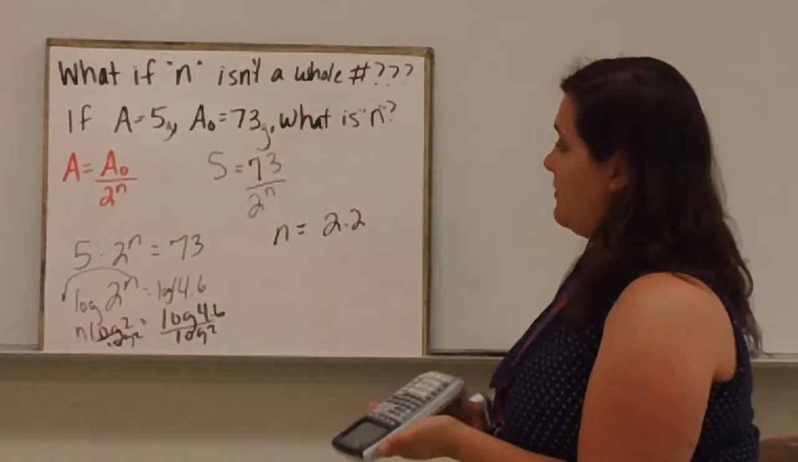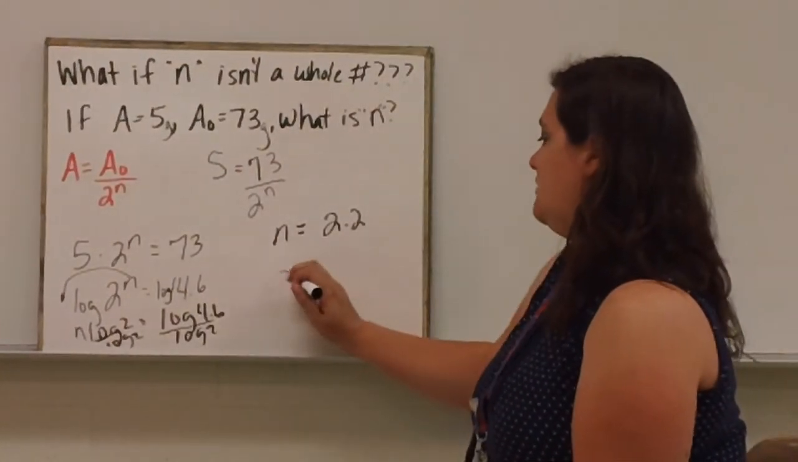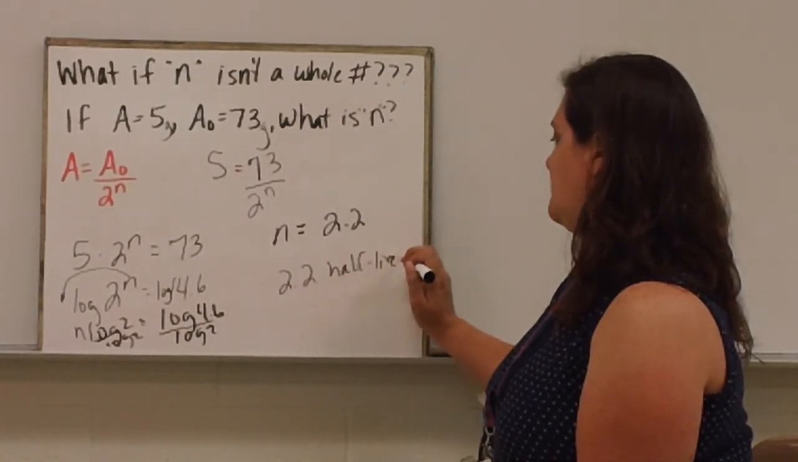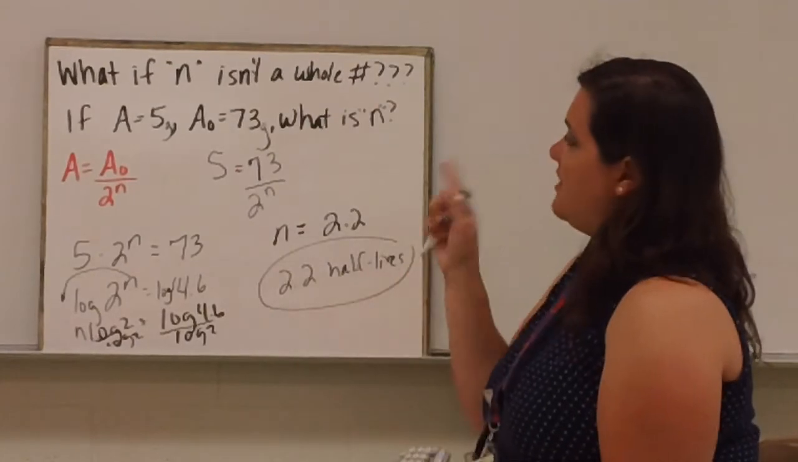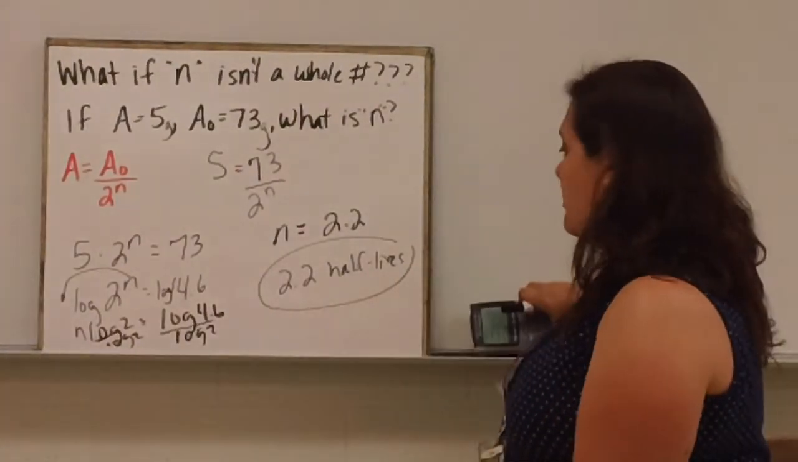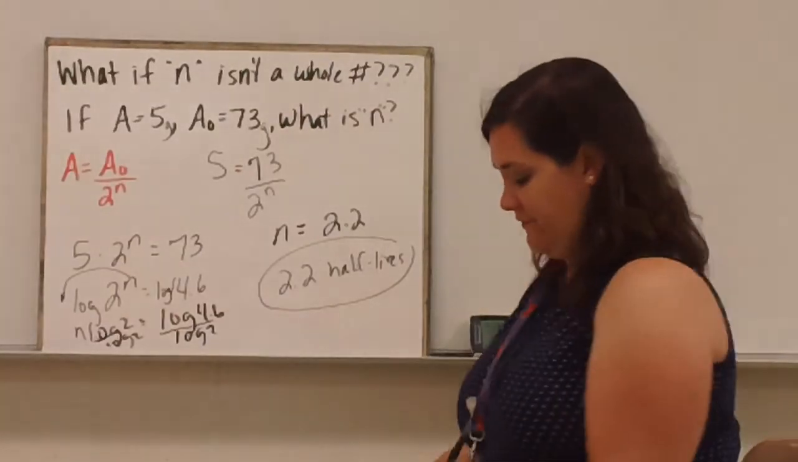So that means our number of half-lives is 3.9. Our 3.9 half-lives to go from 73 to 5. Given that information, if we knew how much time, we could calculate the time of a half-life.